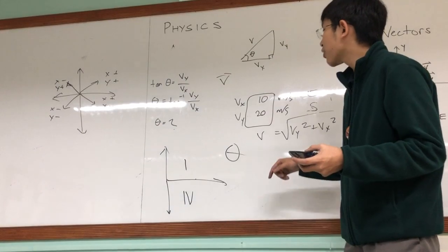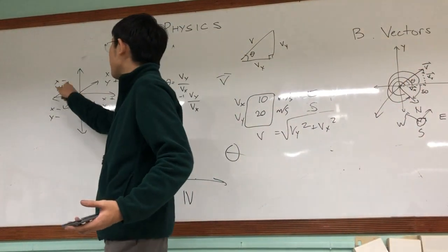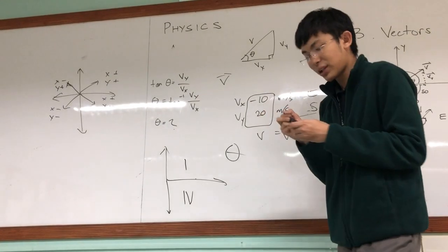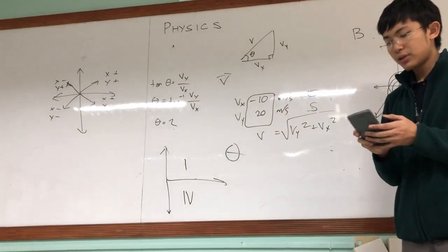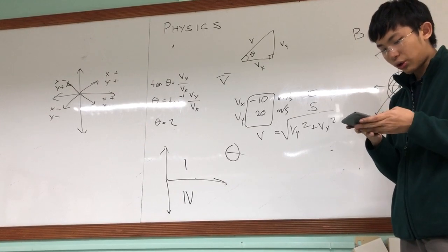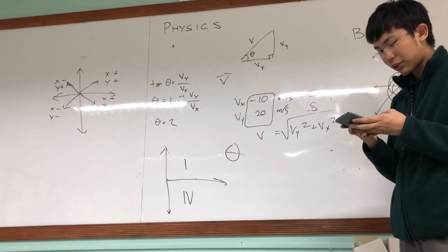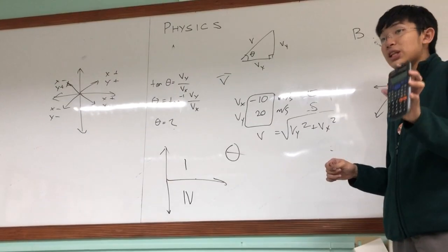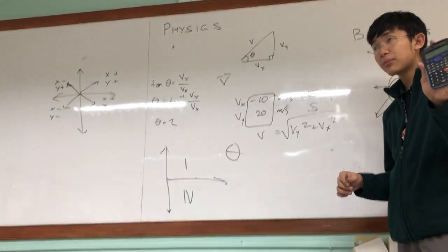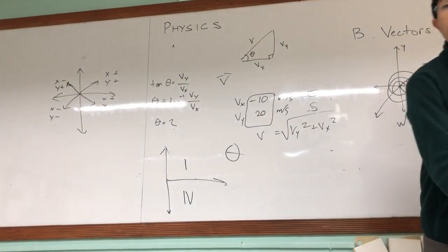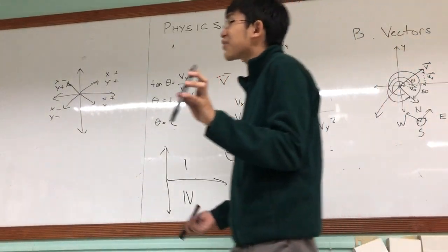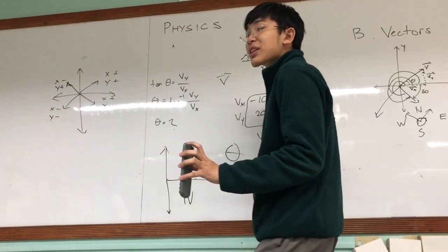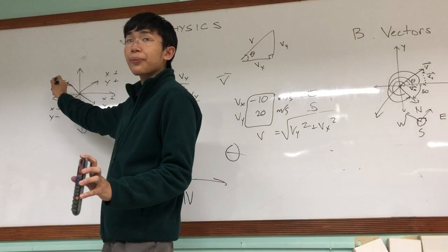However, let's see, what if our x is negative and our y is positive? Negative 10 and 20, right? So inverse tangent of 20 over negative 10. What it will give us is negative 63. But our problem is negative 63 is in the fourth quadrant. But we well know that if it looks like this, it's in our second quadrant.